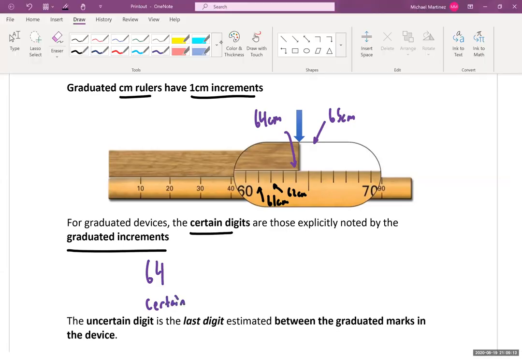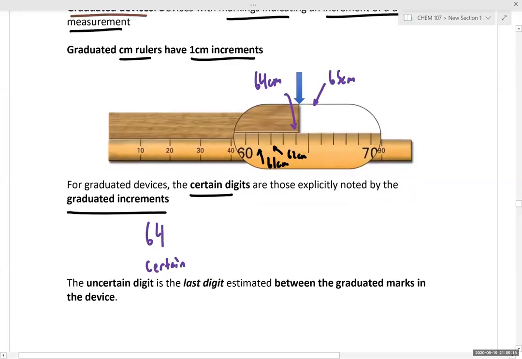Now, in addition to our certain digits, we can also estimate 1 additional digit between our tick marks. So if each of these marks represents 1 centimeter, we can estimate 1 additional decimal place, 1 additional digit. Would someone like to propose what we estimate this wood block to be? I noticed in the chat someone said 64.2 centimeters. That's perfectly fine. You can estimate 1 digit, 1 decimal place past your certain digits.